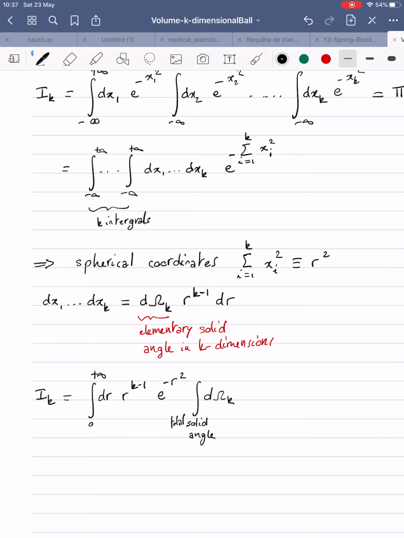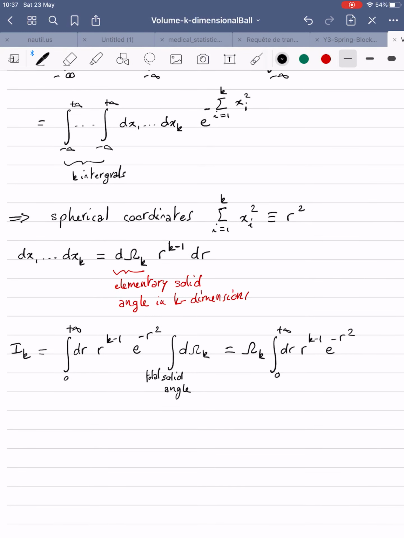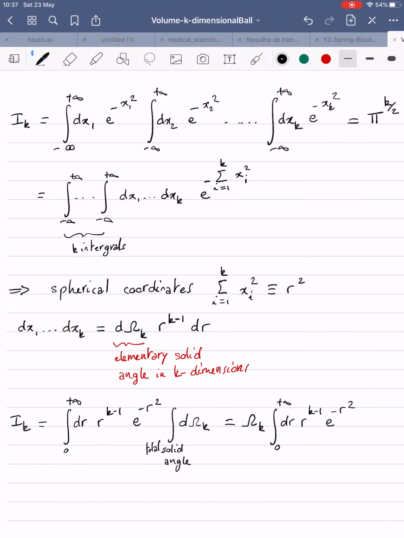Now the integral of d omega k over the total solid angle is just omega k itself. So that would be just omega k, and then the integral from 0 to plus infinity dr r to the k minus 1 exponential minus r squared. Okay, so I'm almost there. What I'm trying to do is actually find omega k, because what I've shown before is that if I know omega k, then I'm done. I actually know the volume of a sphere.